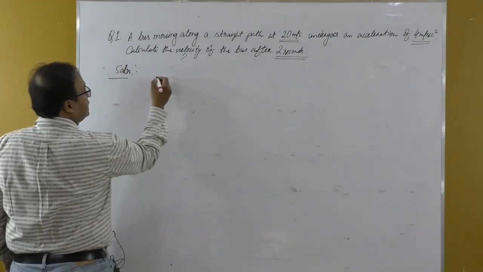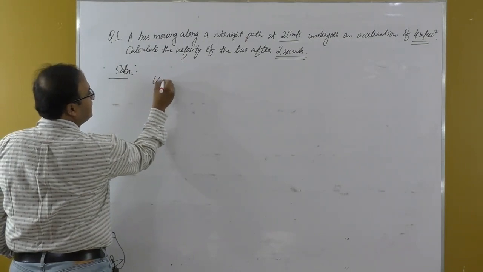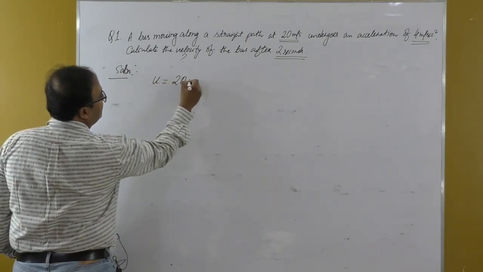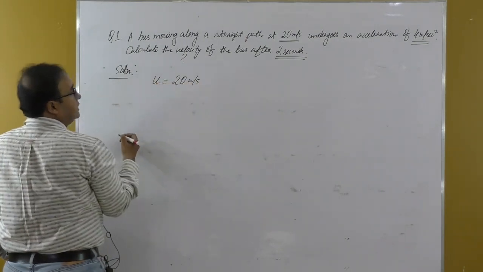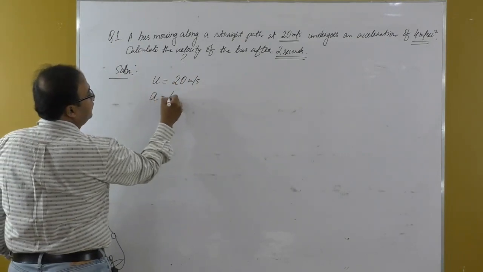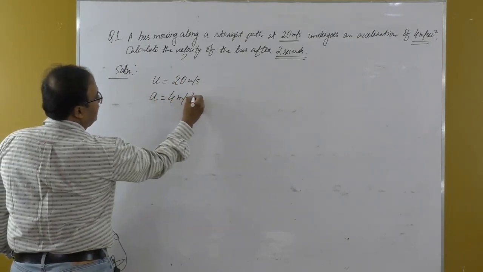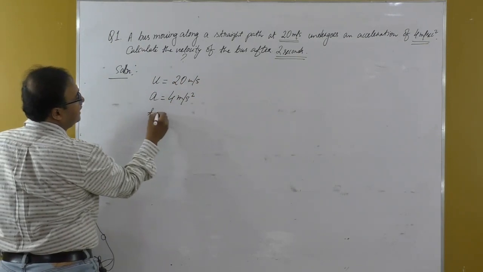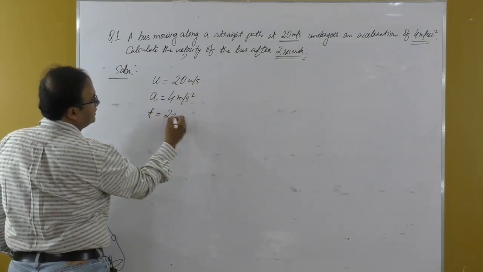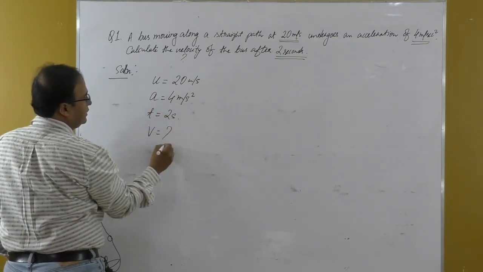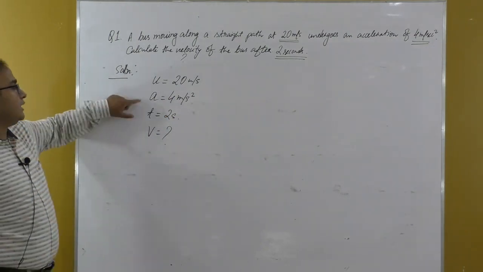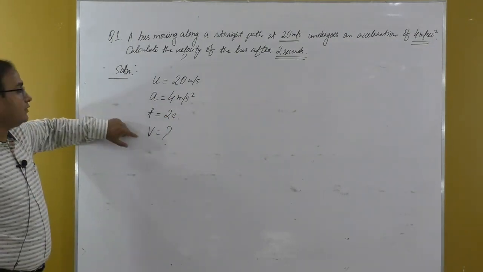So what are the given things? First you note it down. U is given, initial velocity 20 meter per second. Then acceleration is given, 4 meter per second square. Time taken is given, 2 seconds. You are asked to calculate final velocity. So आपको U, A और T given है, you have to find out V.